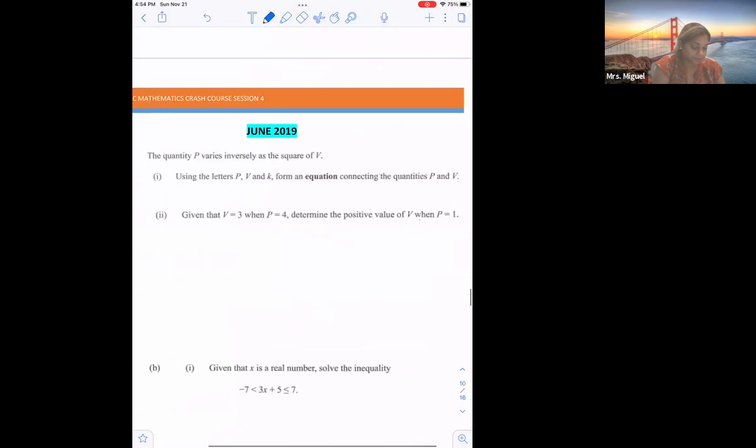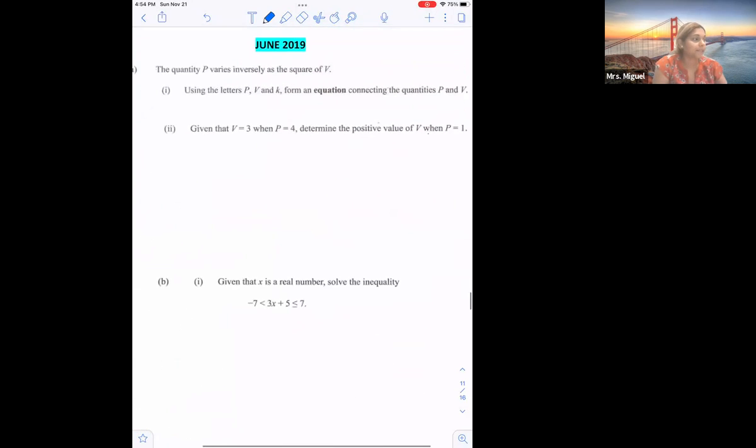All right, let's go. June 2019. The quantity P varies inversely as the square of V. So the square of V is simply V squared. And varies inversely, it simply means it is 1/V. So therefore, P varies inversely as 1/V squared. Using the letters P, V, and K form an equation.